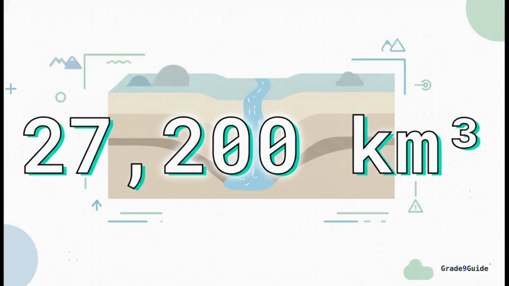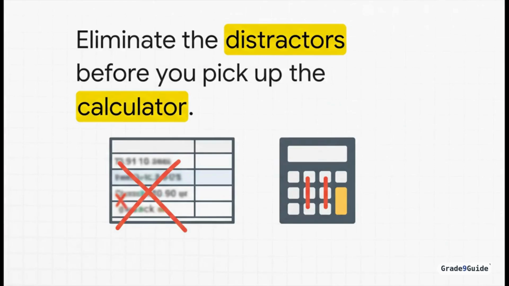Once you've done that, the calculation is a piece of cake. You add up the 5 April values, you divide by 5, and you get the correct answer, 27,200 cubic kilometers. That's a mark that was hiding behind a distractor, and now it's all yours. So here's the big takeaway for data questions. Always eliminate the distractors before you pick up the calculator. Clean up your data first, and the right answer basically jumps off the page.